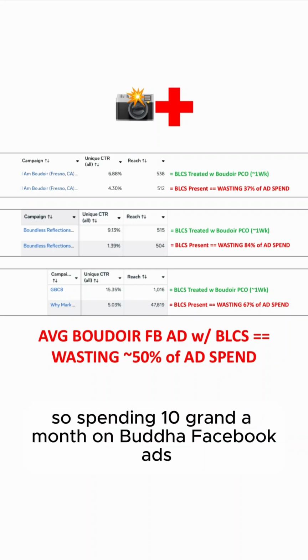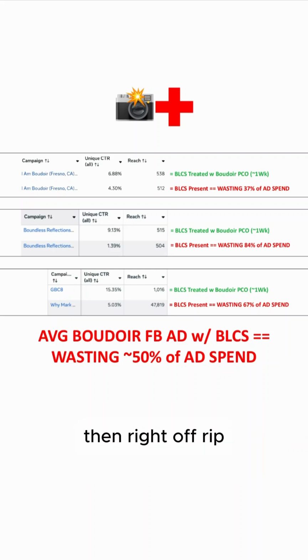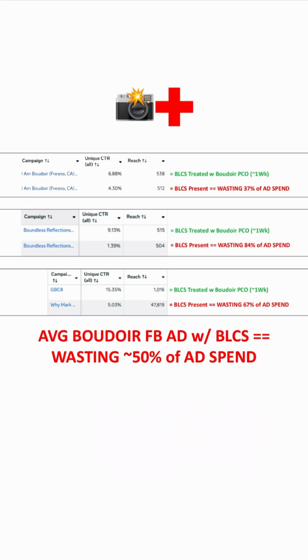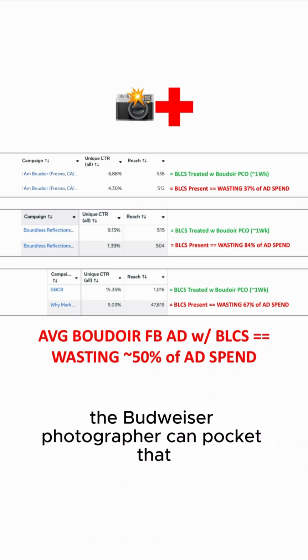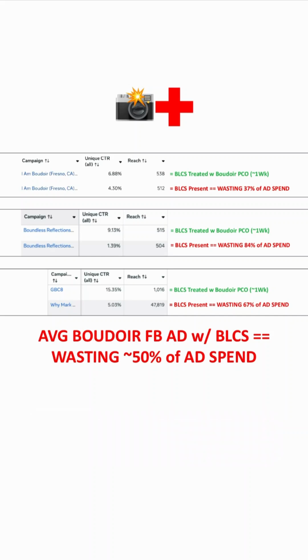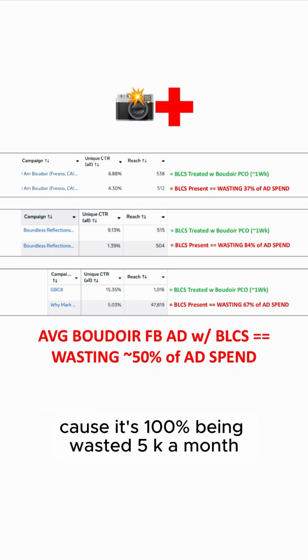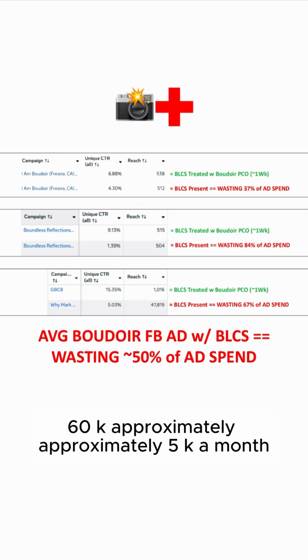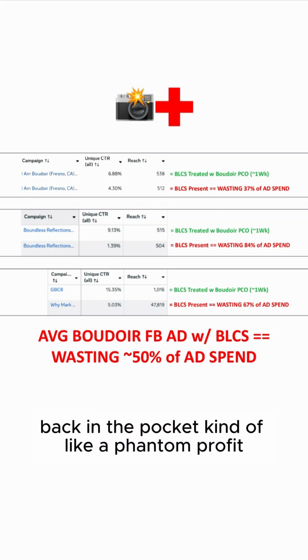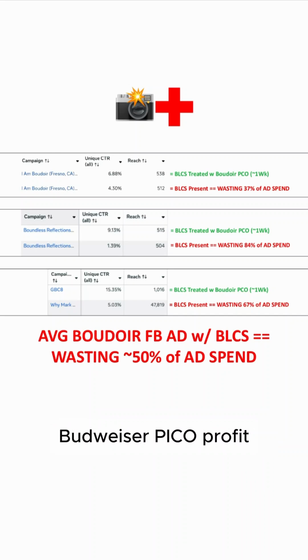So spend 10 grand a month on Boudoir Facebook ads, then right off the rip, approximately 5K every single month is being wasted. And as a result, we can eliminate that. The Boudoir photographer can pocket that instead of sending it to the Zuckinator and getting zero out of it, because it's 100% being wasted. 5K a month, approximately 60K in the next 12 months. Back in the pocket, kind of like a phantom profit, Boudoir Pico profit.